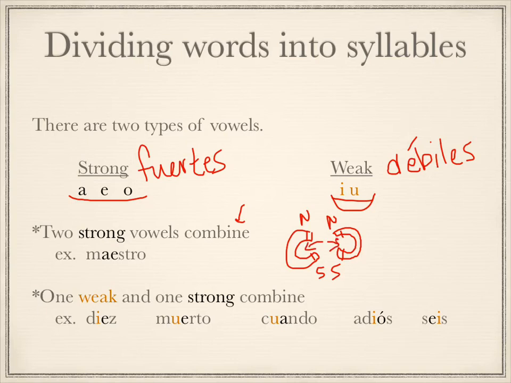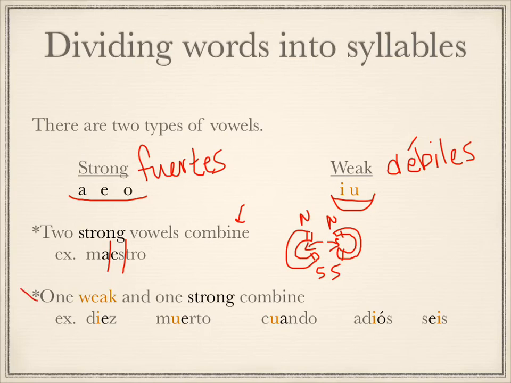Okay? The same happens when you have 2 strong vowels placed together. They form 2 separate syllables. Ma, es, tro. Así says. Back to what we were doing. Now we just talk about strong vowels.